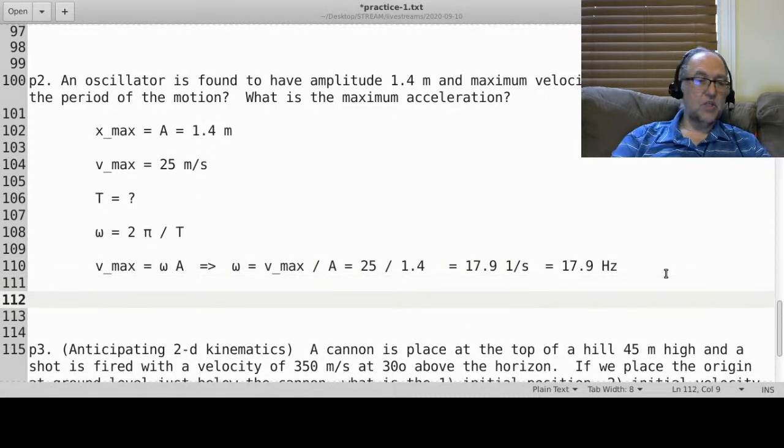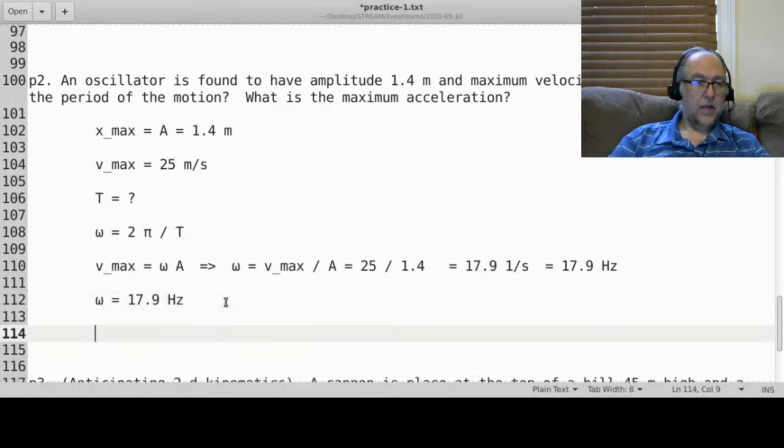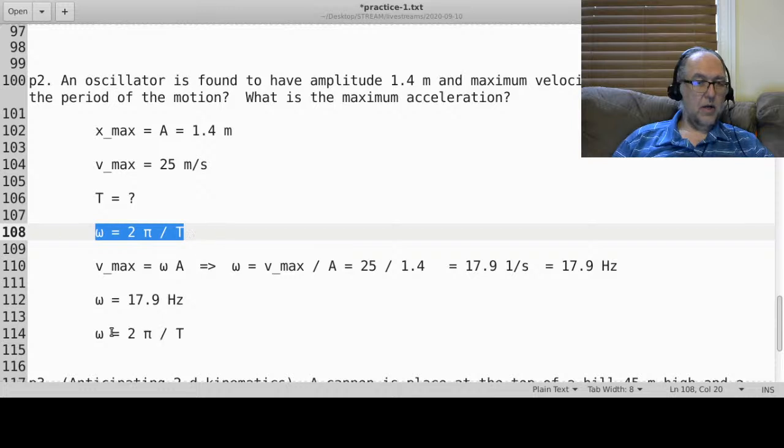That doesn't still answer the question. That gives us omega. So we now know that omega is equal to 17.9 hertz, like that. And you go, but I asked for the period. And you say, okay, how do you get that? Well, you use this one.